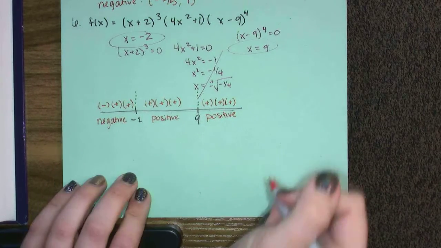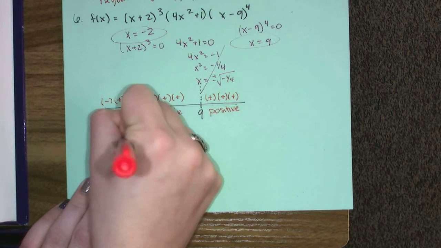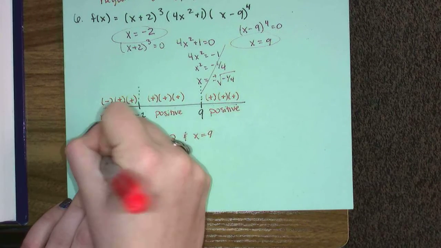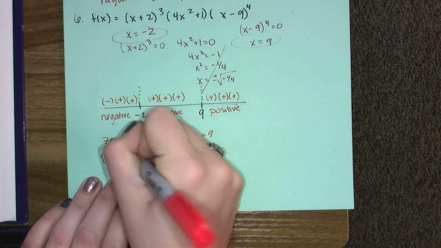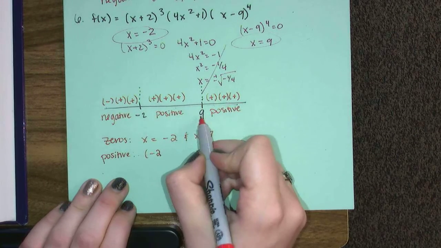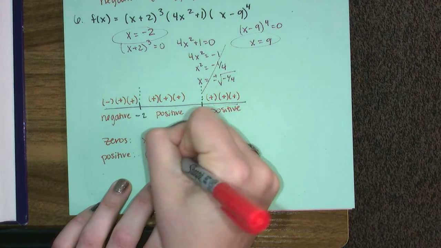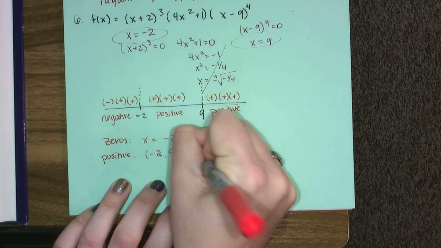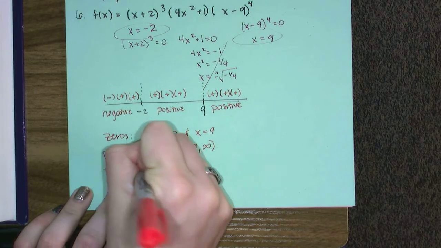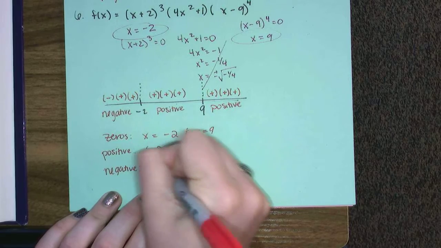Okay, so how do I write it up? So we have to remember that we can't include 9 because 9's a 0. And negative. To make sure the negative infinity comes first.